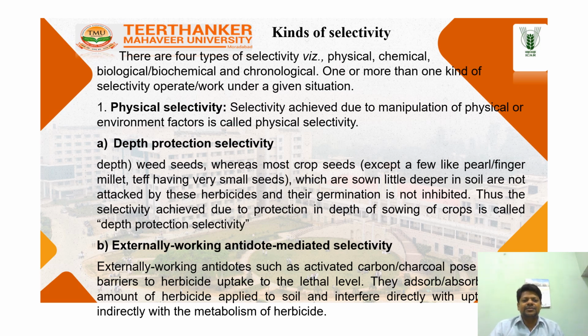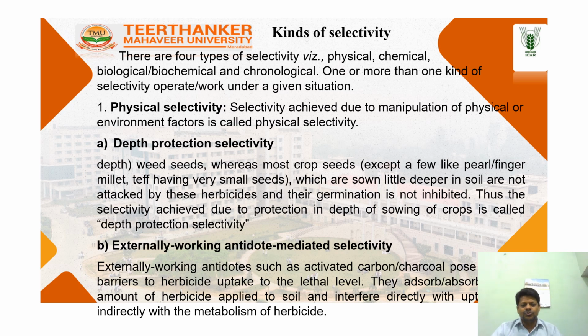Physical selectivity: selectivity achieved due to the manipulation of physical or environmental factors is called physical selectivity. Depth protection selectivity: weed seeds are small while crop seeds, like finger millet, have a very small seed which is sown a little deeper in soil, are not attacked by these herbicides, and their germination is not inhibited. Thus, the selectivity achieved due to the protection from depth of sowing of the crop is called depth protection selectivity. External working antidote mediated selectivity.